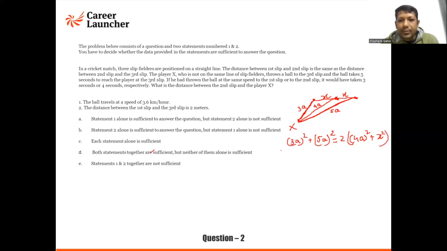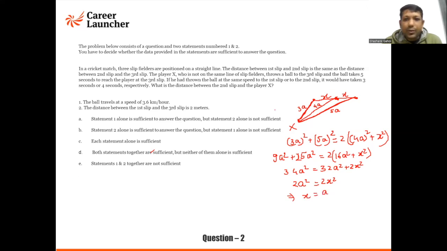Now this becomes your 9A square. This becomes 25A square. That is equal to 2 times 16A square plus x square. So this becomes 34A square, that is equal to 32A square plus 2x square. So from here I can say that 2A square is equal to 2x square. And from here, I can conclude that x equal to A. Okay. So now x equal to A.